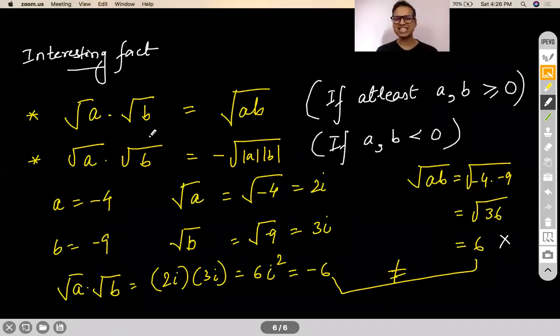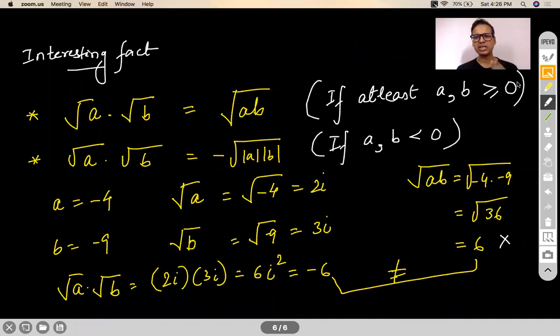Okay. These are just conventions which are made by mathematicians to give uniformity across the field of mathematics. Okay, so very interesting fact. Note down. I've seen even teachers making this mistake.